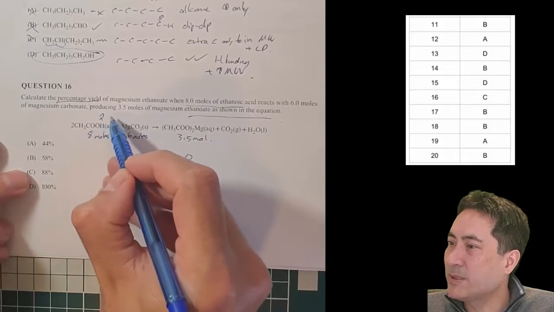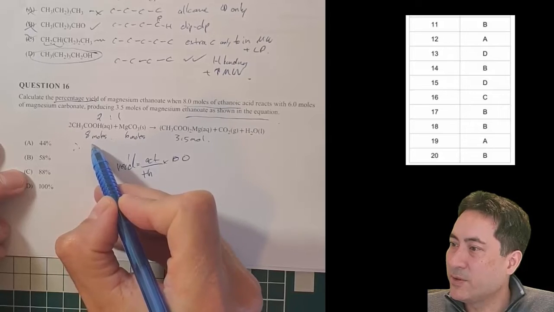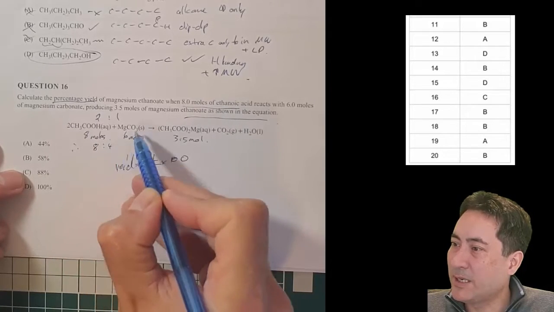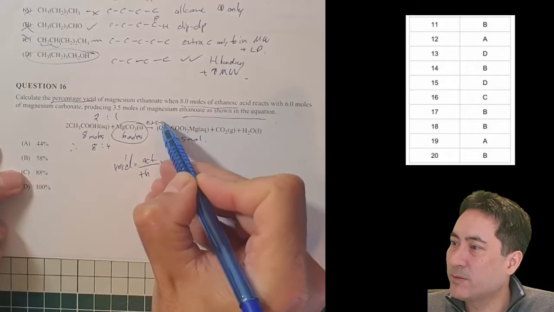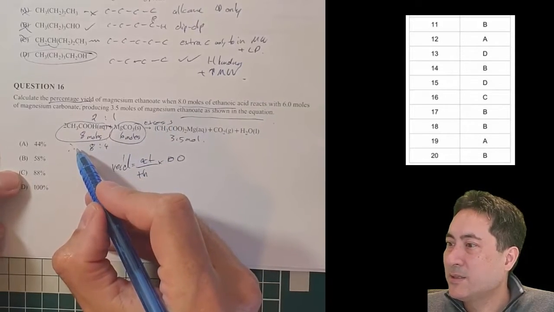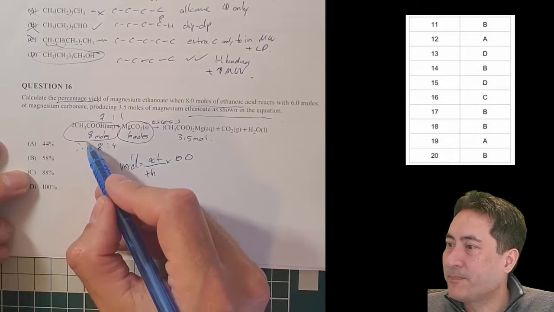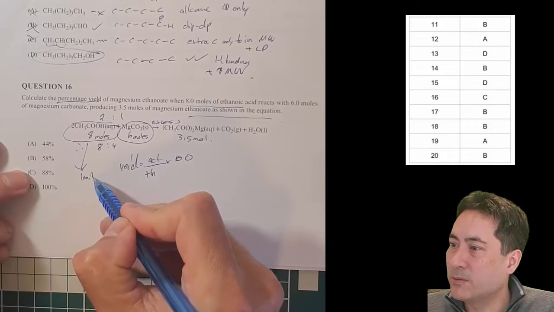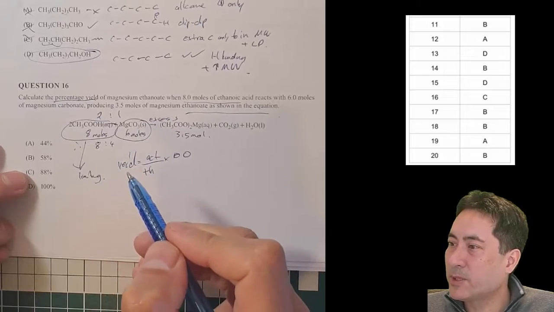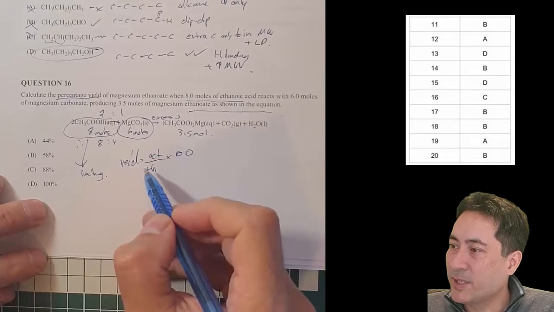So first of all, which one's limiting? So it's 2:1. This is 8:6. So I've done a few shortcuts there. If we're using 8, then that must need 4 of the magnesium carbonate, but there's 6, which is excess. So the limiting reagent will be the ethanoic acid. So we know which one to work with now. I'm pretty sure if I went and worked with the magnesium carbonate, I would have got the other distractors that I haven't cancelled out.